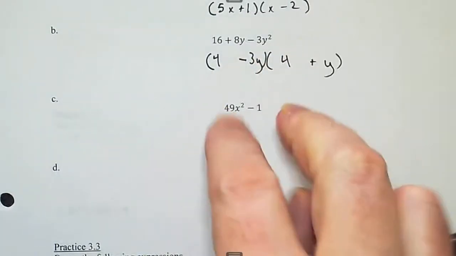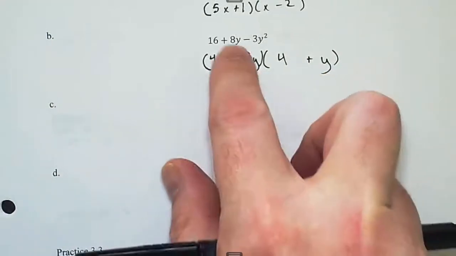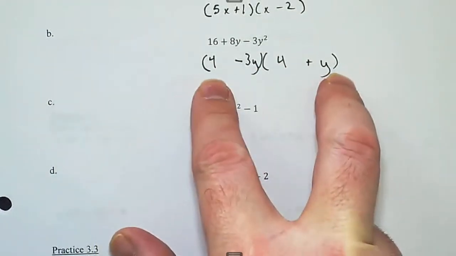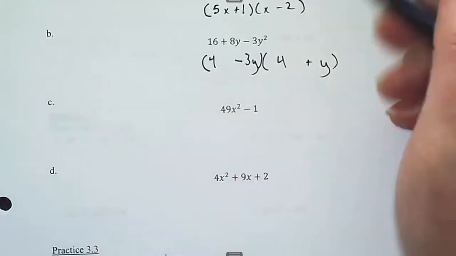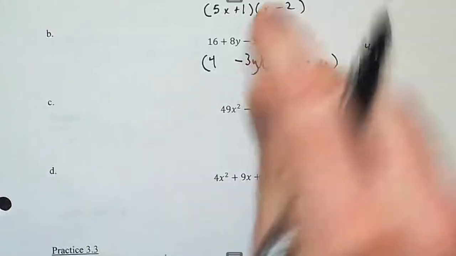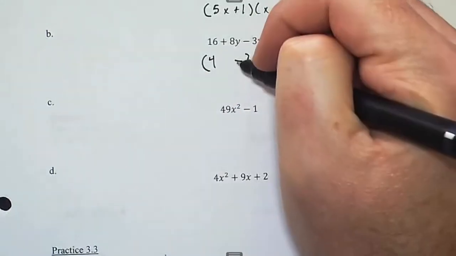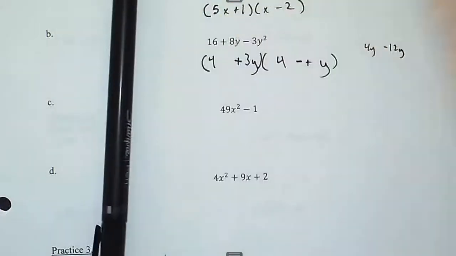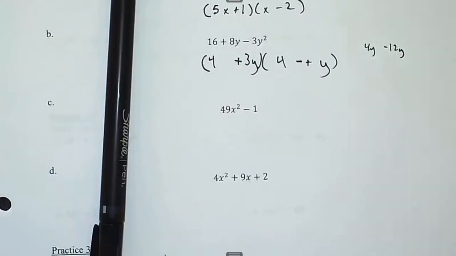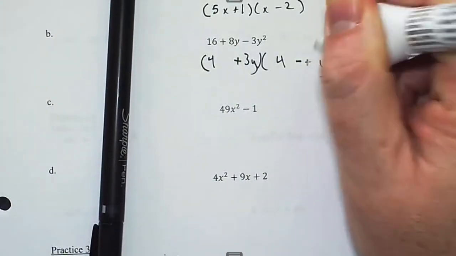So we already know that the first is 16 and the last is negative 3y squared. Let's see if the middle makes positive 8y. That's 4y minus 12y. Real close, right? That's 4y on the outside product minus 12y on the inside. That's a negative 8y. That means I got the right stuff, just the wrong signs. So nothing difficult there. Just switch the plus with the minus and the minus with the plus.